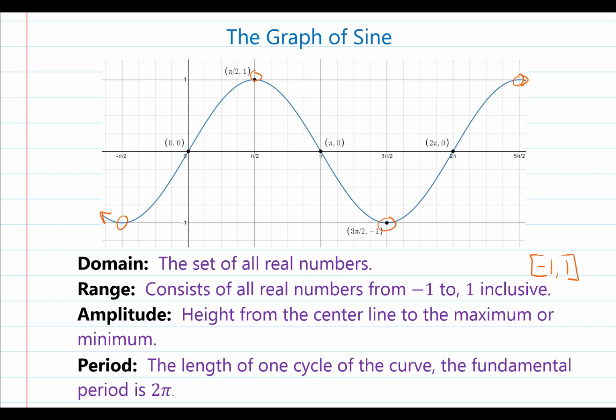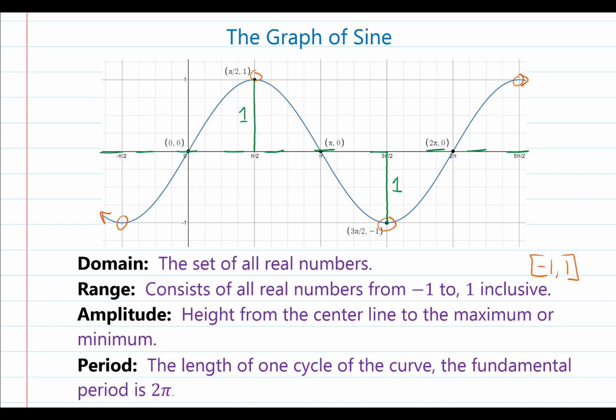The amplitude is the height from the center line to the maximum or minimum. I've heard this called the center line, and I've also heard this called the midline. So in this case, the center line or midline is actually going to be the x-axis. It will not always be the x-axis if we have a transformation that moves it, but in this case it is the x-axis. So that amplitude is going to be this distance right here from the midline or center line to the maximum, which is a distance of 1 unit, or from that midline or center line to the minimum, which again in this case is also 1 unit.